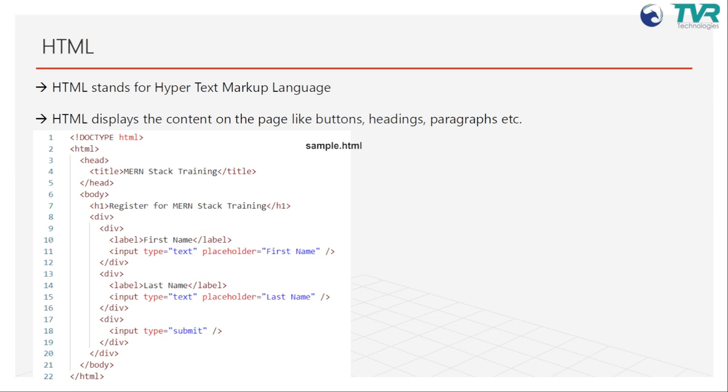And web pages means Flipkart, Amazon; these are all web pages, and there are many web pages we use in our daily life. HTML is used for structuring the content on the web page, like buttons. The content means buttons, headings, paragraphs, whatever it is. It provides the structure of how your web page looks.